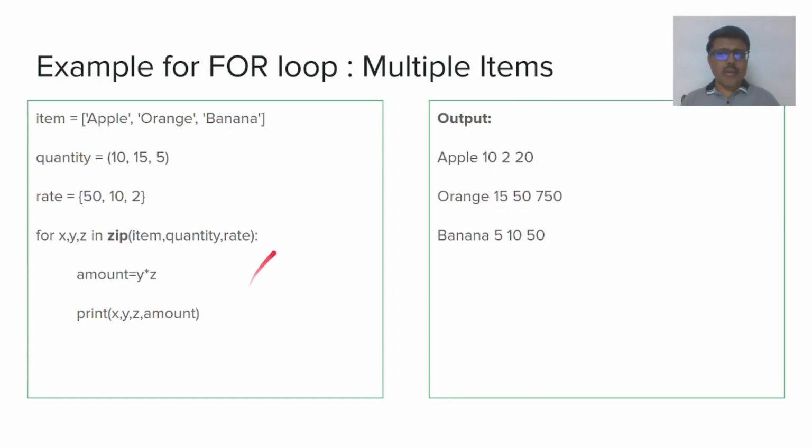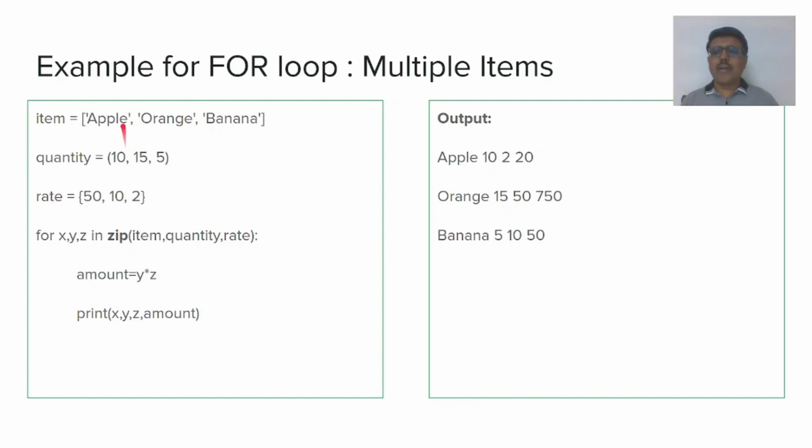So now, one more interesting part of for loop, okay? Suppose I have multiple items. For example, you all know, right? Sometimes you go to a shopping mall and you get an item, and you also buy the items in quantities, and you also know the rate of these items, and then you want to know the amount, how much it is. Okay, but each of them is available in different data types. For example, item I'm having as a list, and quantity as a tuple, and the rate I'm having in a set.